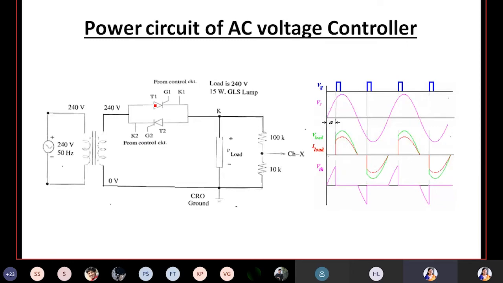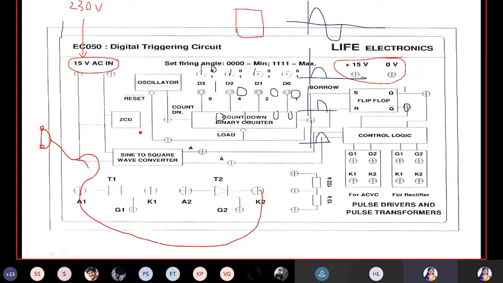Anode of one thyristor is connected to cathode of the other thyristor, and cathode of one thyristor is connected to the anode of the other. From this connection, it will go to the resistance. From the resistance, it will come back to the main supply.